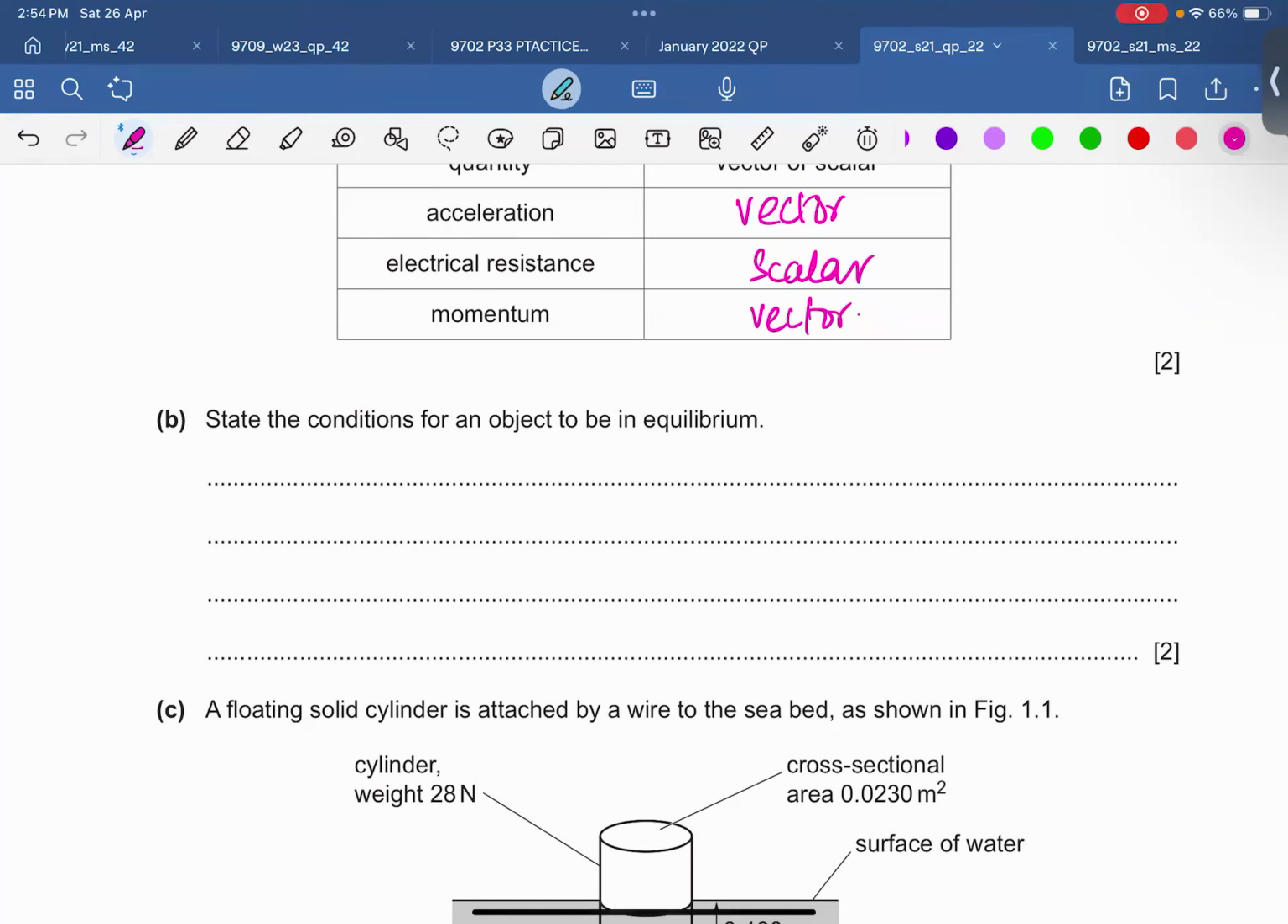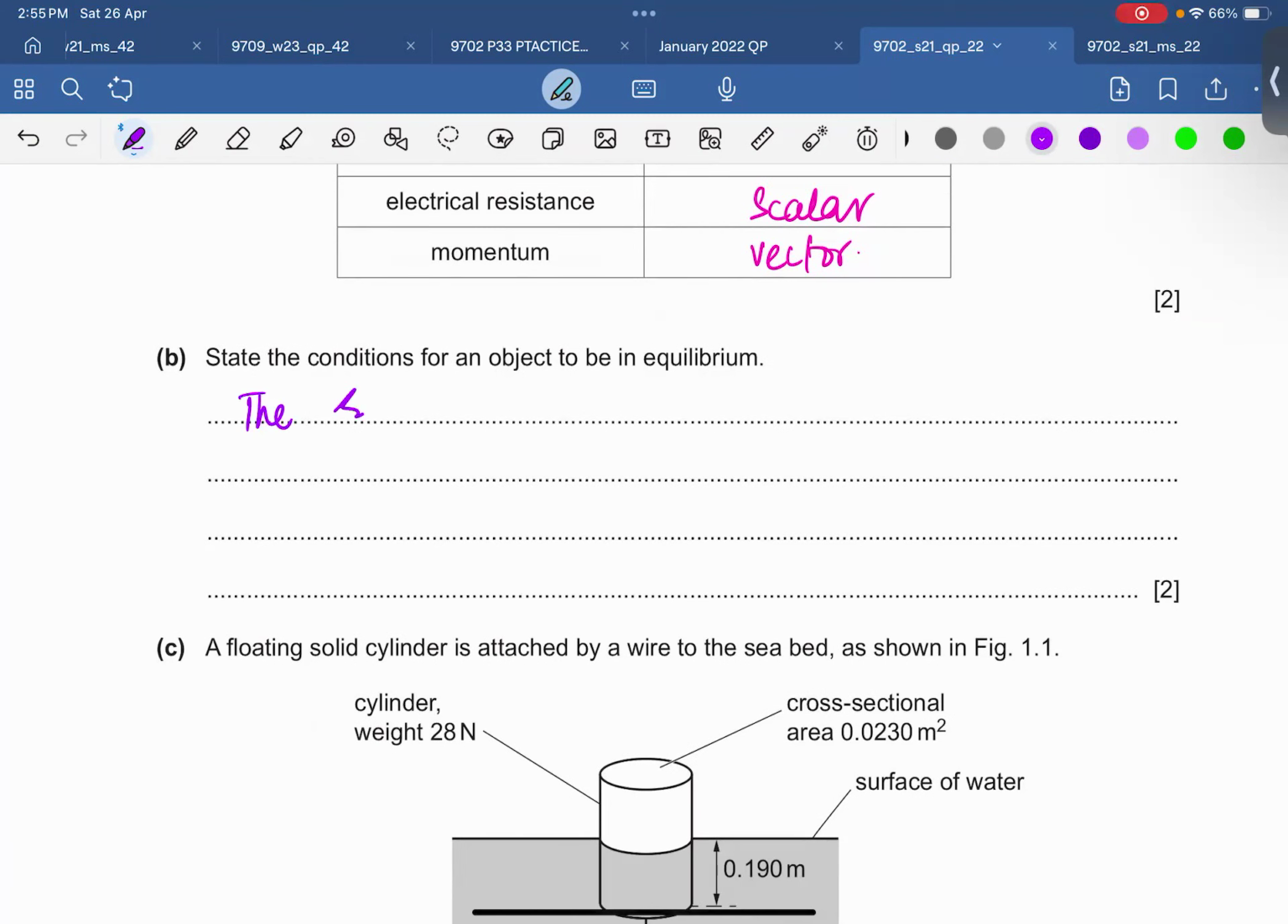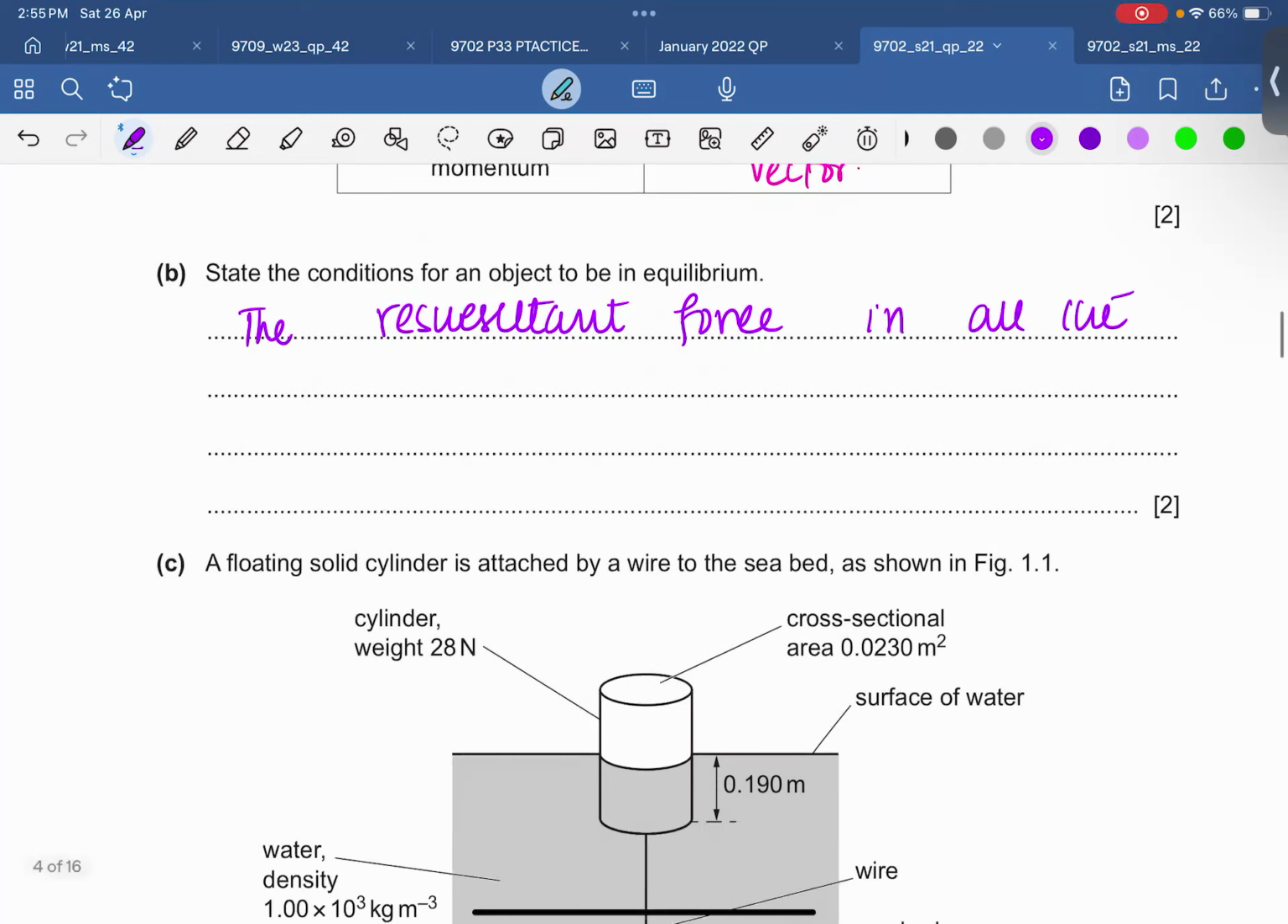Resultant force is zero, resultant moment is zero. Okay, fine, good. This is one of the best explanations that I've come across: the resultant force in all directions must be zero, and the resultant moment from a point should be zero.